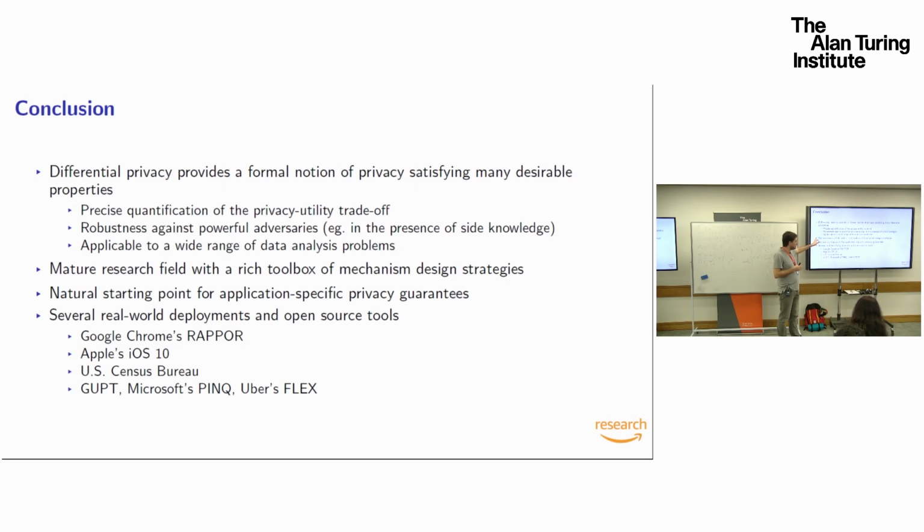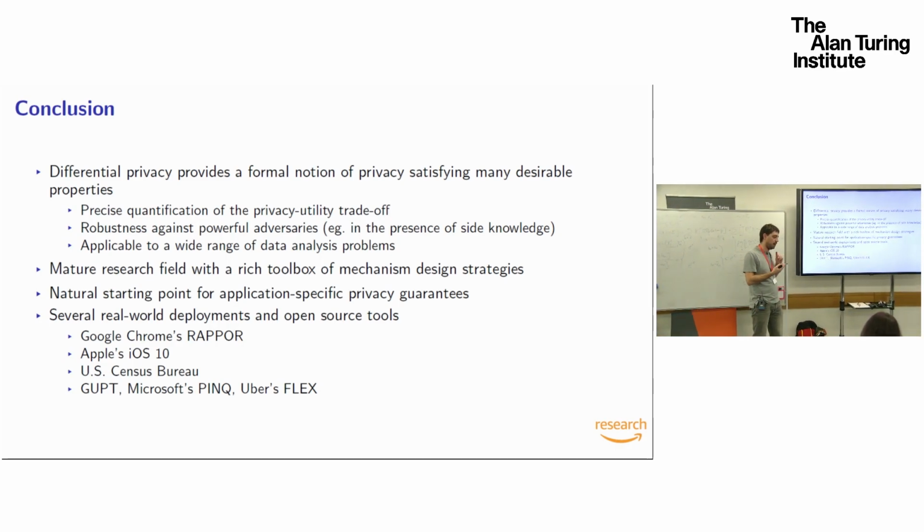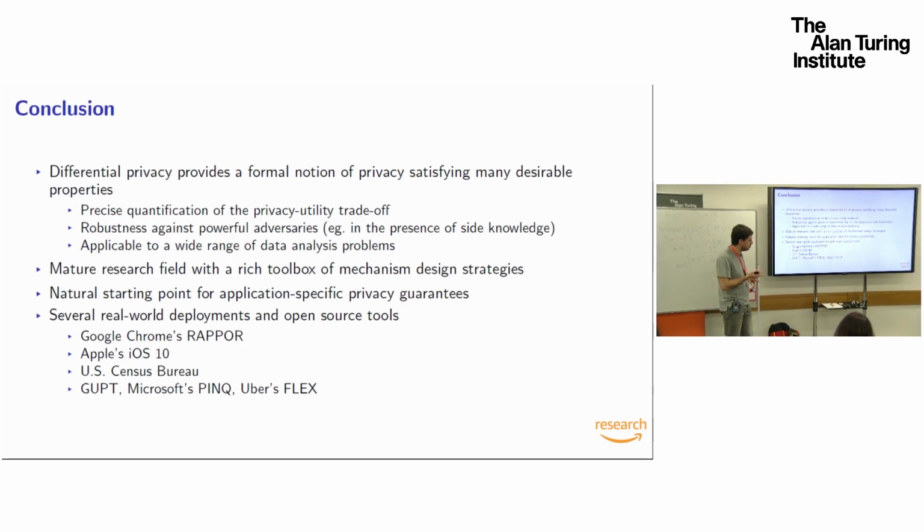Even after 12 years, it's already a quite mature field of research. So we have a rich toolbox of mechanism design strategies, like Bayes mechanisms and how to combine them. I think that shows that this is an important definition and something to look at if you consider working on privacy at all. But obviously, that doesn't solve every single problem related to privacy. So it might be that differential privacy is more a natural starting point for application-specific privacy guarantees, which I hope would have a similar flavor of at least compositionality and robustness to post-processing and robustness to adversaries and so on.